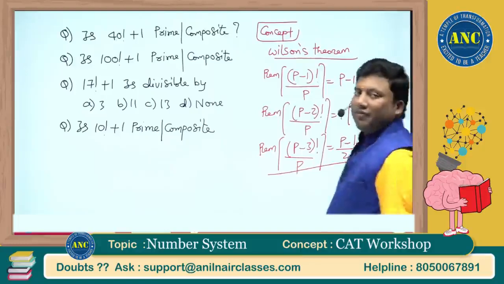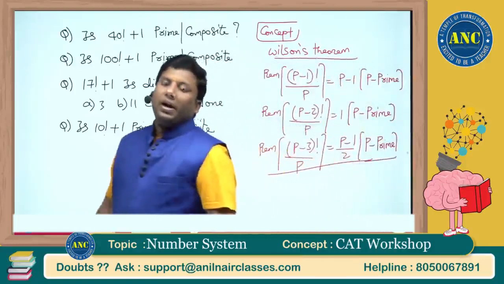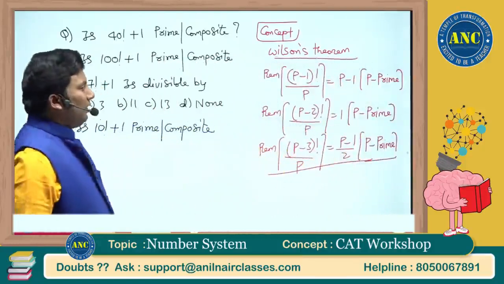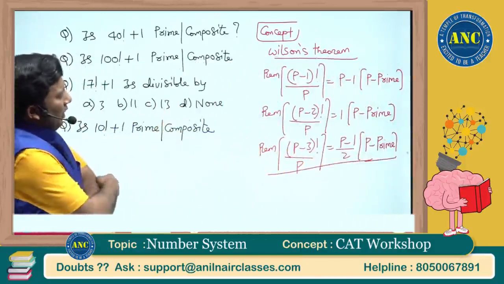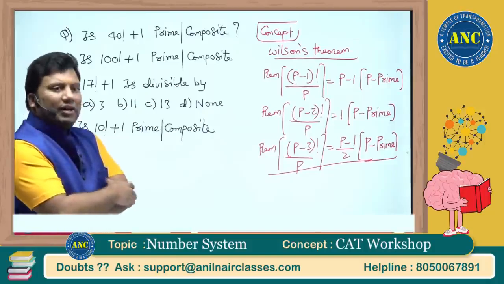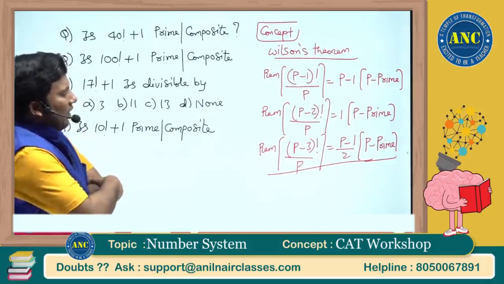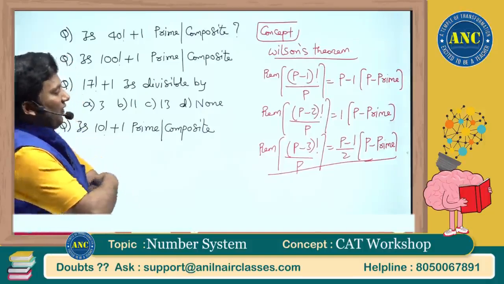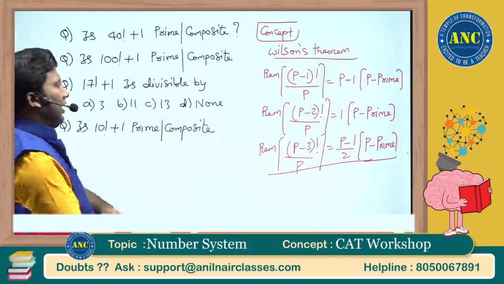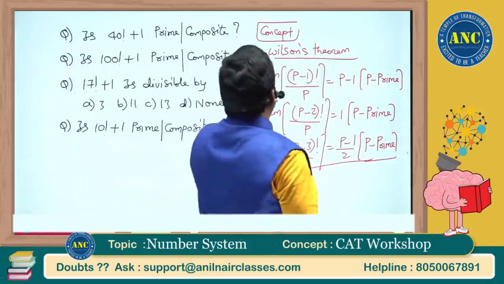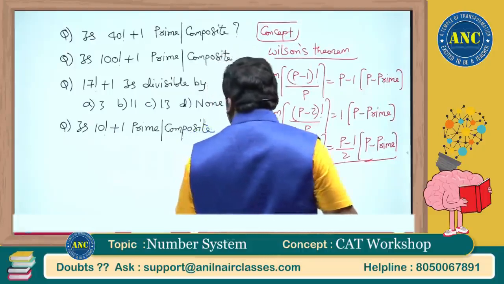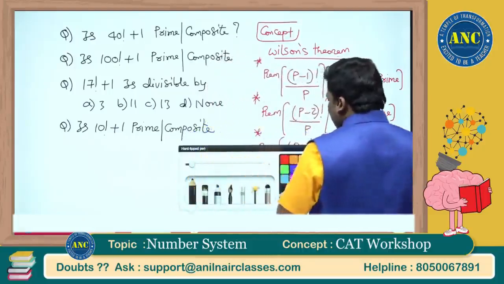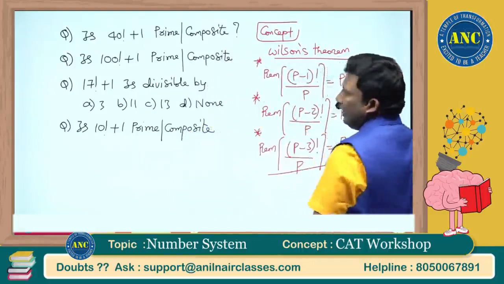The remainder when (p minus 1) factorial is divided by p is p minus 1 when p is prime. The proof is also very, very easy. The remainder when (p minus 2) factorial is divided by p is 1. The remainder when (p minus 3) factorial is divided by p is (p minus 1) by 2. Please put a star mark and write this down in your notebook. This will help us solve some complex problems very, very easily.